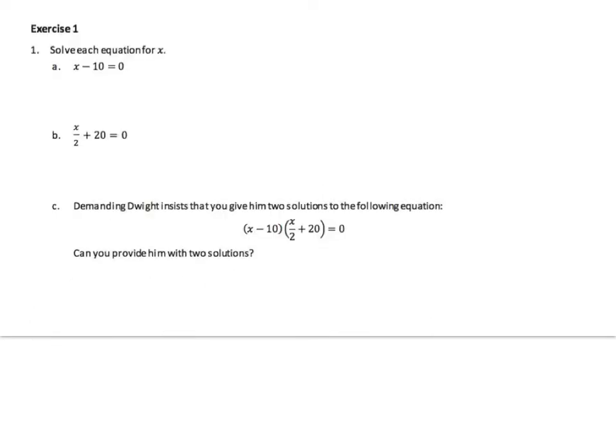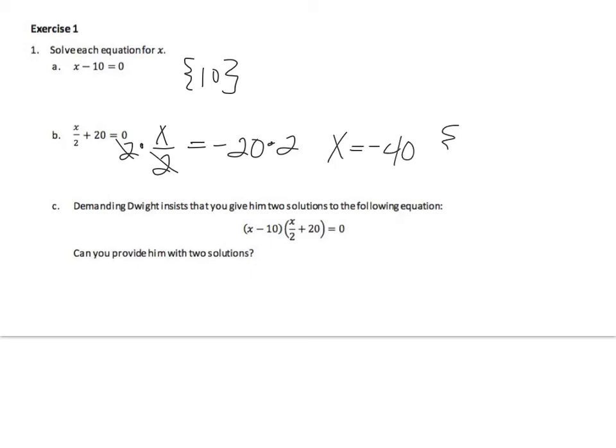All right, let's solve each equation for x. Add 10 to both sides, and I'm going to get x equals 10. So my solution set is 10. Here, if I subtract 20 from both sides, and then multiply both sides by 2, I get x equals negative 40. My solution set is negative 40.